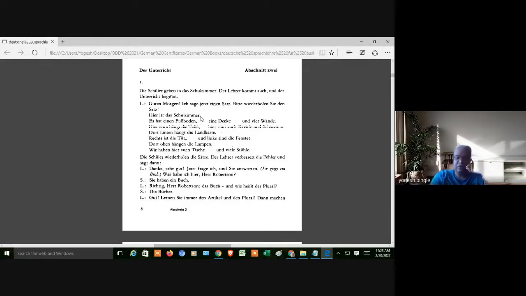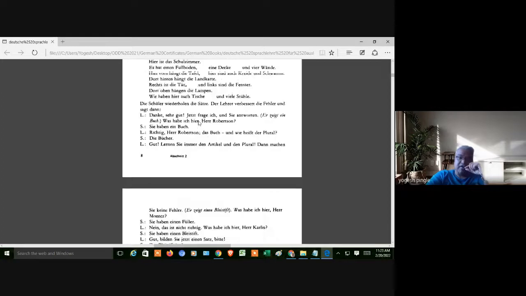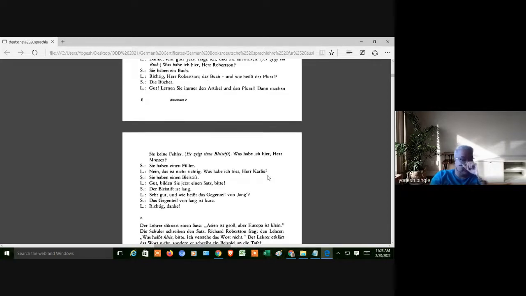That is what I am also saying, right? Always learn the article, not only the der die das form, but always the plural also. Singular and plural. Always learn that. Dann machen Sie keine Fehler, obviously. Then you cannot make any kind of mistake.